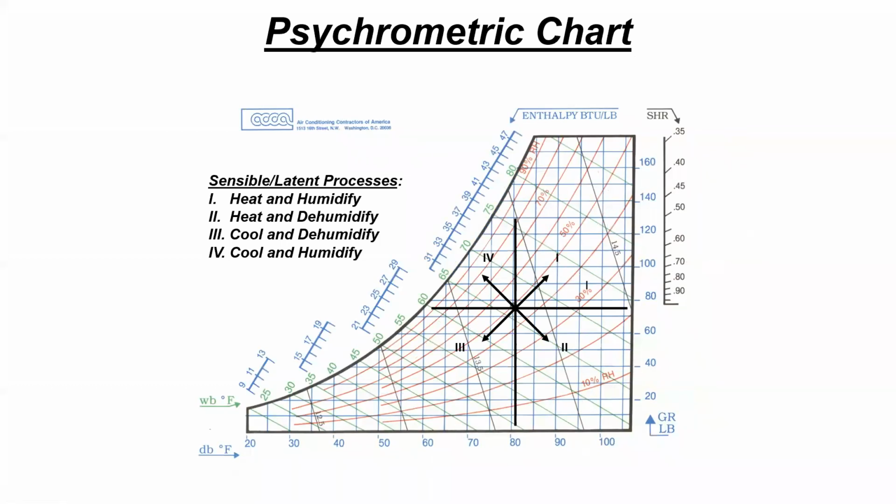Overall, if you're heating and humidifying, heating means going along the increasing dry bulb temperature, and humidifying means adding more moisture to the air, which means going upward along the y axis. So this is our direction as we heat and humidify. On the other side, if you heat and dehumidify, you're still going to the right-hand side, but removing the moisture out of the air. And number 3 is cool and dehumidify. You're lowering the temperature, cooling and humidifying.